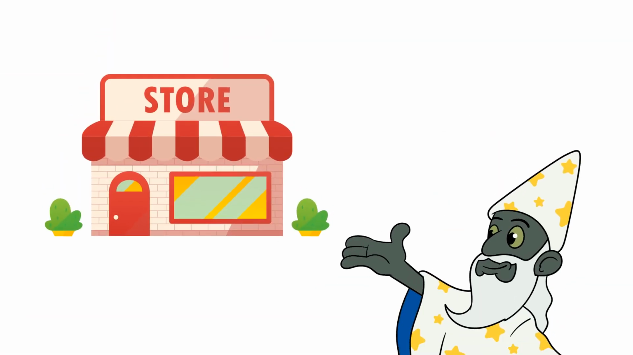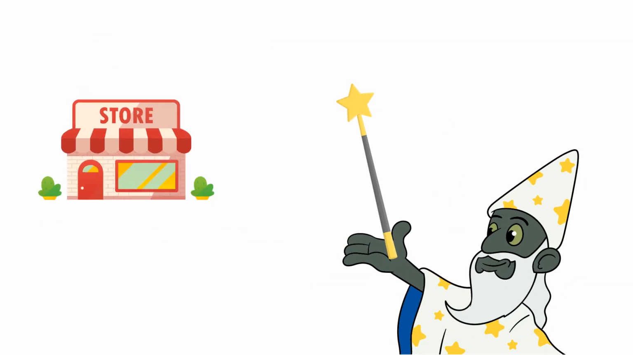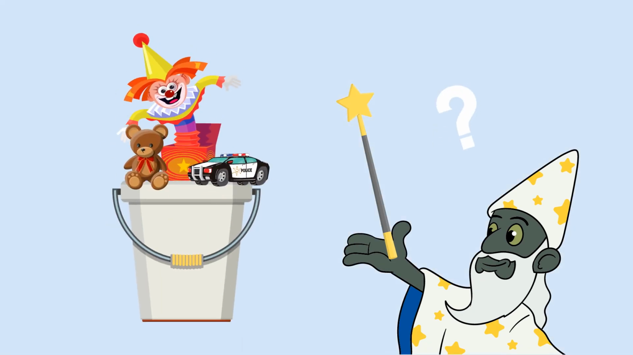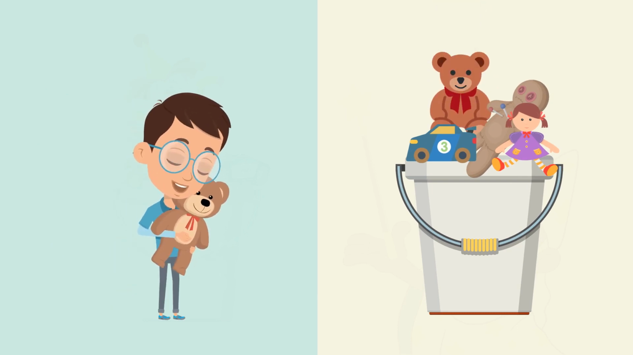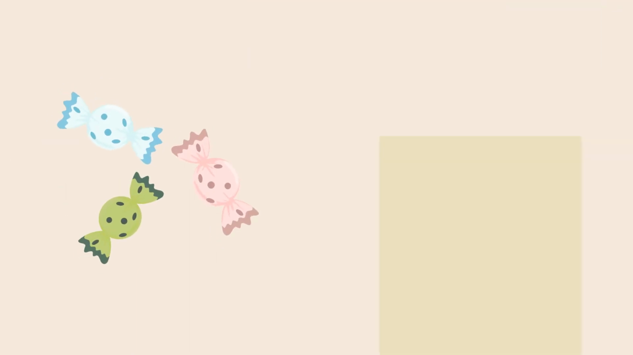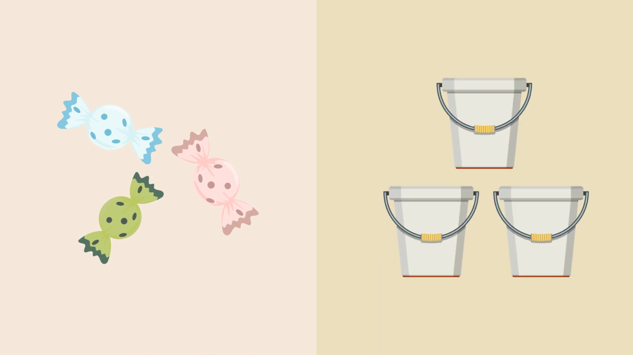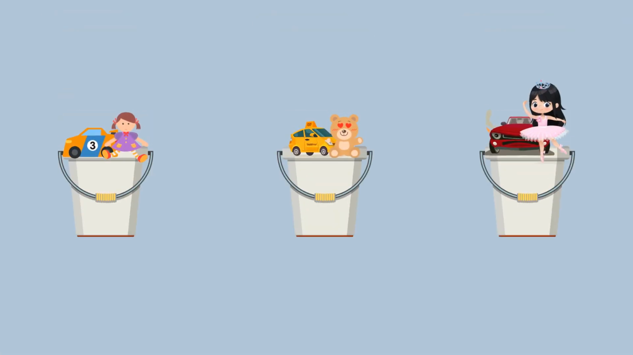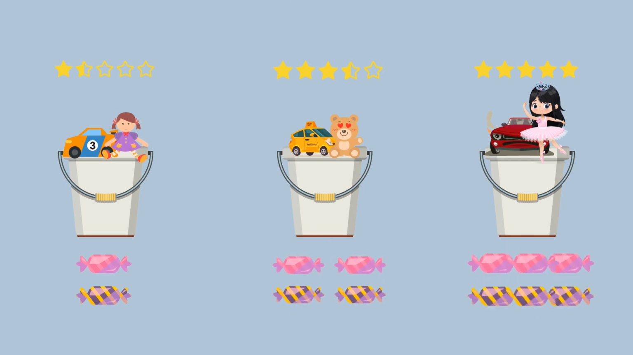The store is run by a very smart wizard. He uses his wizardry to ensure that the buckets never run out of toys. How does he do that? If someone comes in and lends their toys to the buckets, the wizard rewards them with some candies in return. The number of candy rewards depends on which bucket you lend your toy to. The buckets that contain more popular toys give out more candies and vice versa.